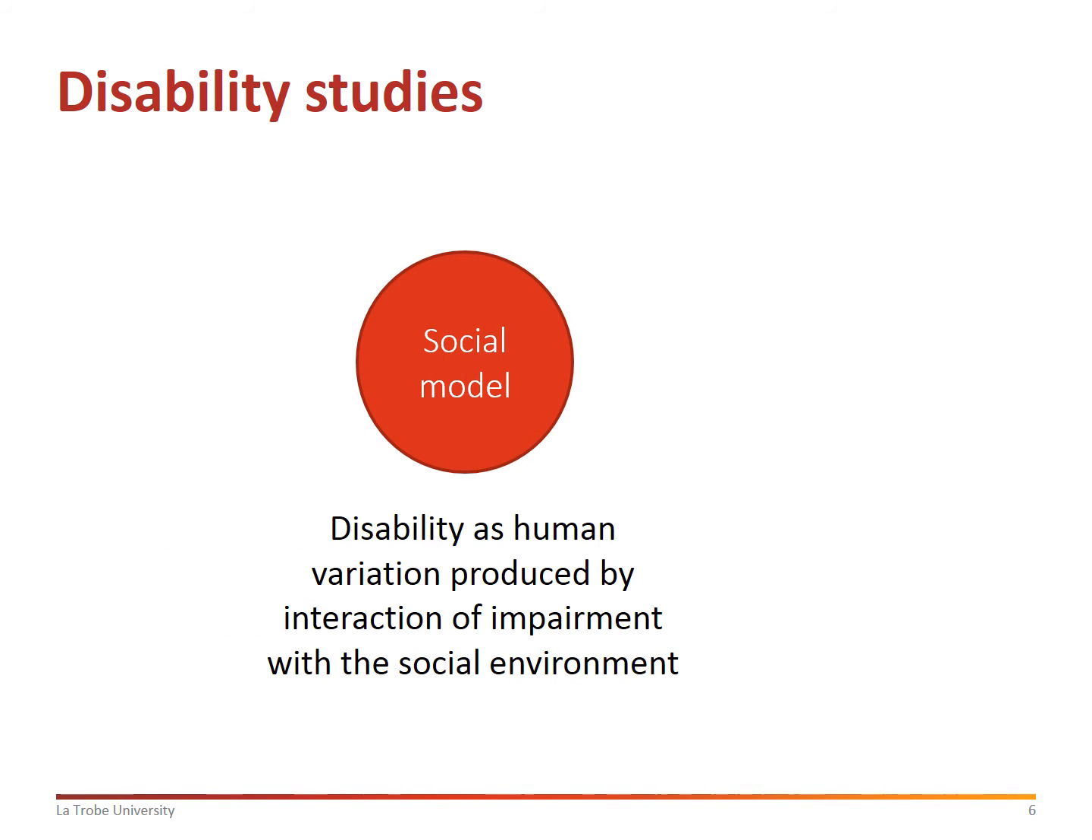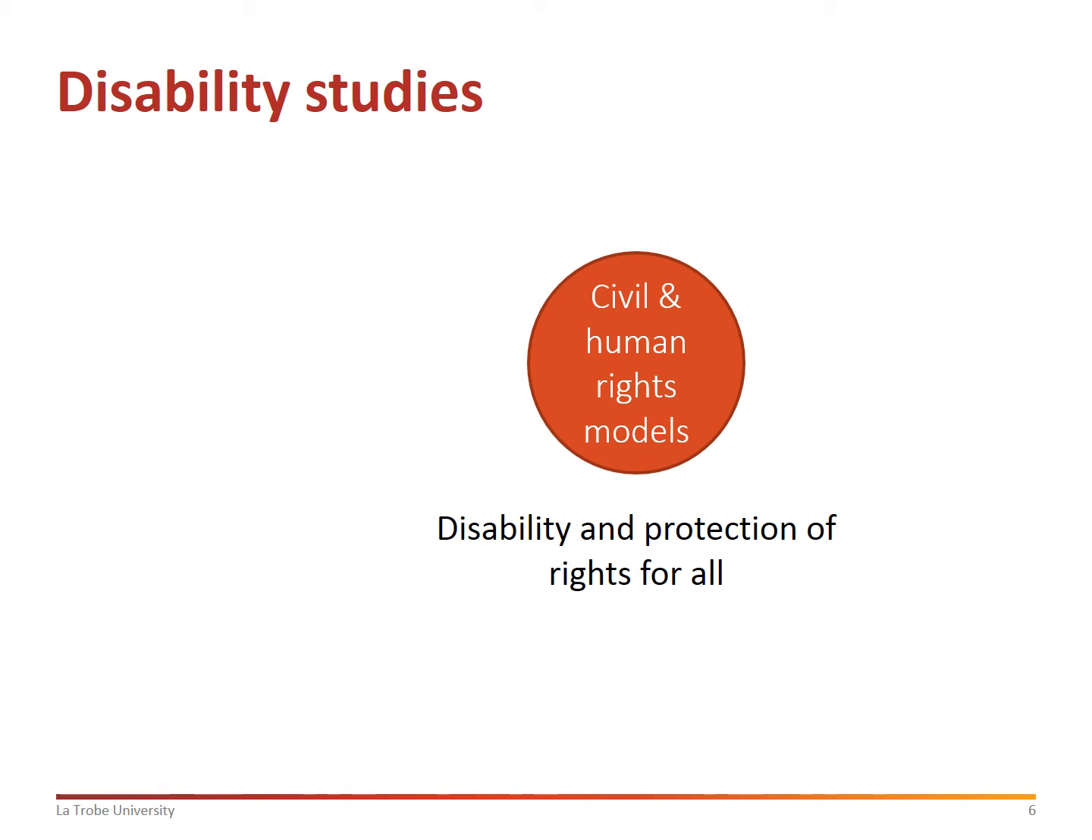The social model of disability perceives disability as a human variation produced by interaction of impairment with the social environment. Within this model, disability is seen as a subsection of a community rather than being seen as separate. An example of this is people in the deaf community who see themselves not as disabled, but rather as a cultural group with a separate language. A civil and human rights model is centred on the protection of rights for all, ensuring that those with disabilities have access to the same rights as those who do not have disabilities.